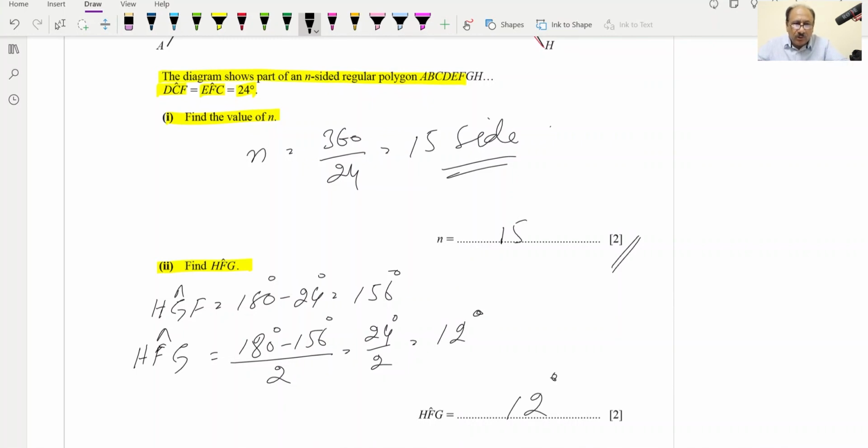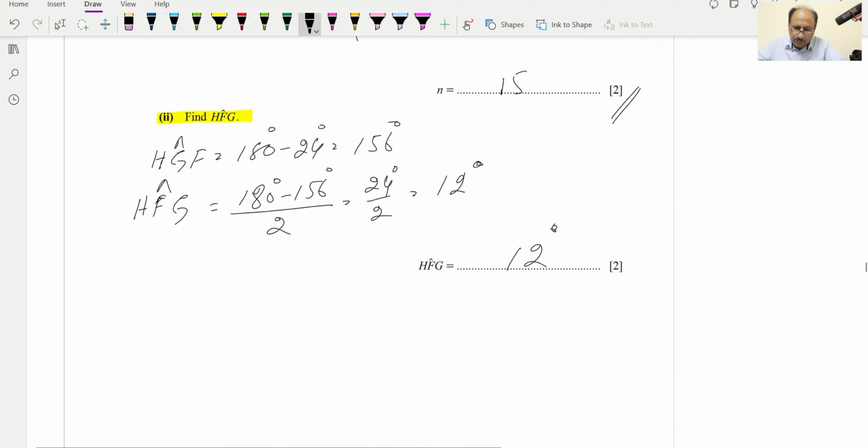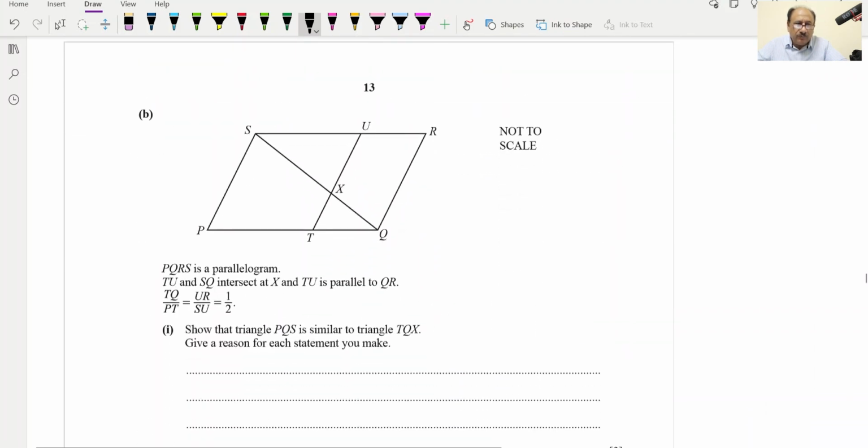Hopefully you understood this working. Now we can move to the B part. B part says diagram is not to scale. PQRS is a parallelogram. TU and TS intersect at S, and TU is parallel to QR, and this is also given. Ratio TQ over PT is equal to UR over SU is equal to 1 by 2.